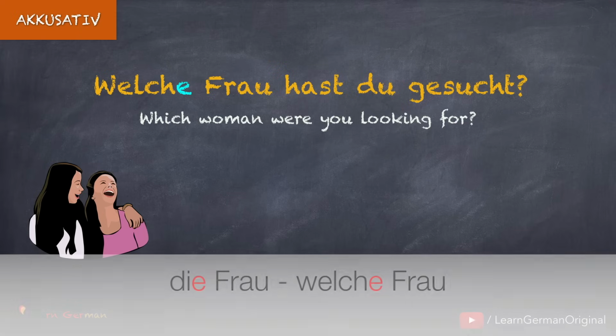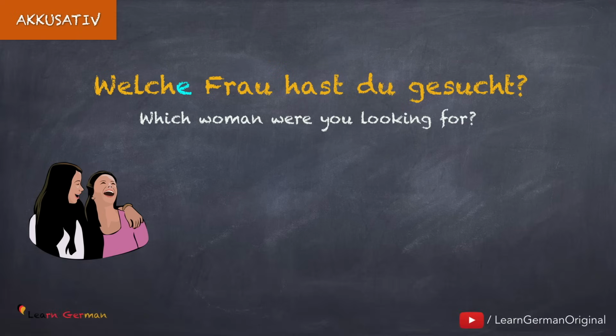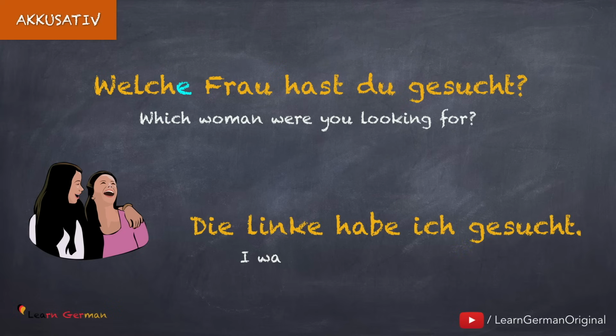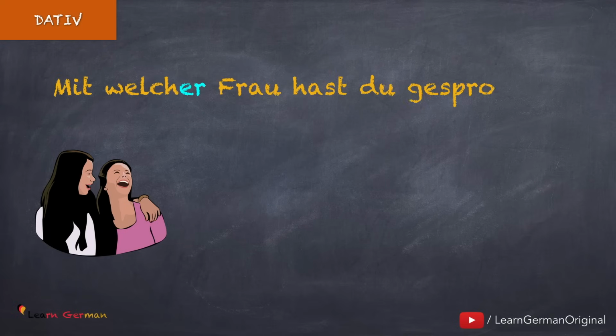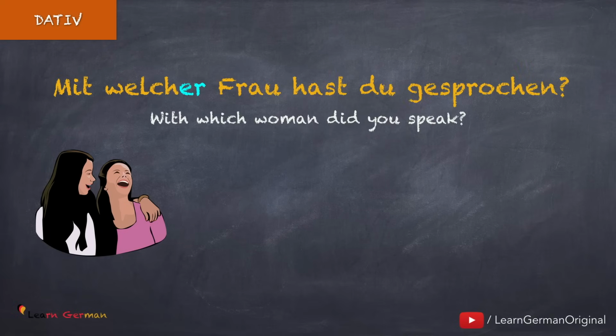article die. Welche Frau hast du gesucht? Du is the Nominativ Subjekt and welche Frau is the Akkusativ Objekt. Die Linke habe ich gesucht, or you can simply say die Linke. Now let's look at the dative case. Mit welcher Frau hast du gesprochen? Oder mit welcher Frau hast du gesprochen?